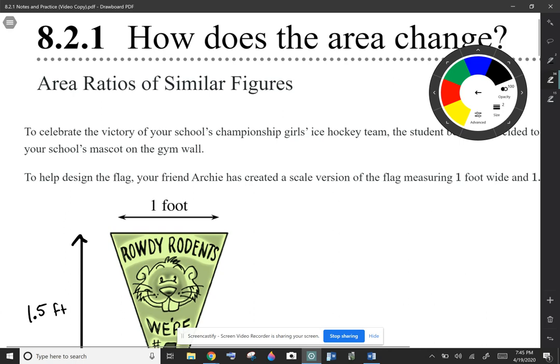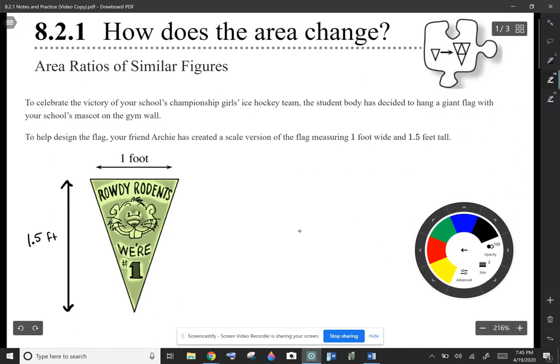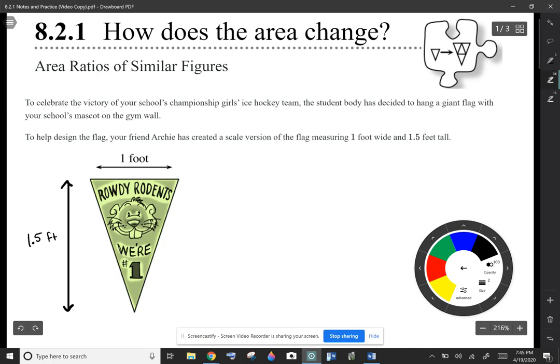So to start, we're going to go through this Rowdy Rodent example, like it says here, to celebrate the victory of your school's championship girls ice hockey team. The student body has decided to hang a giant flag with your school's mascot on the gym wall.